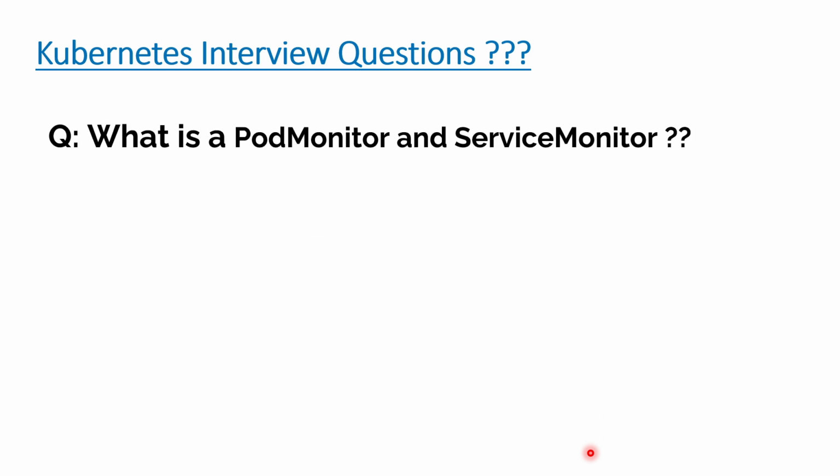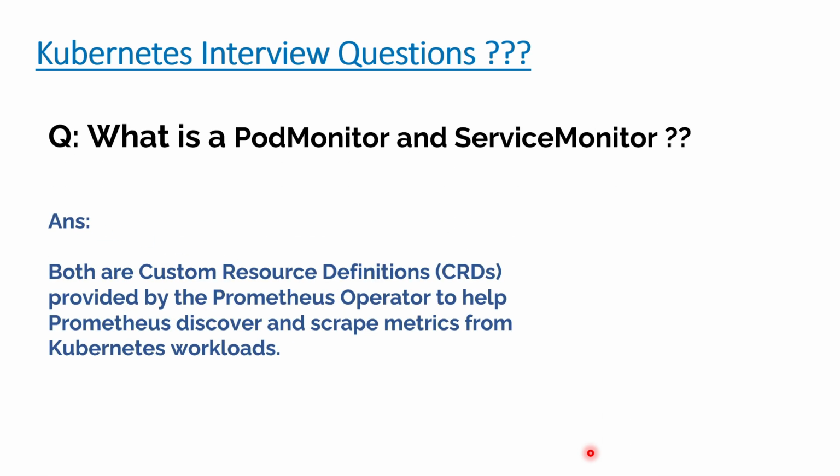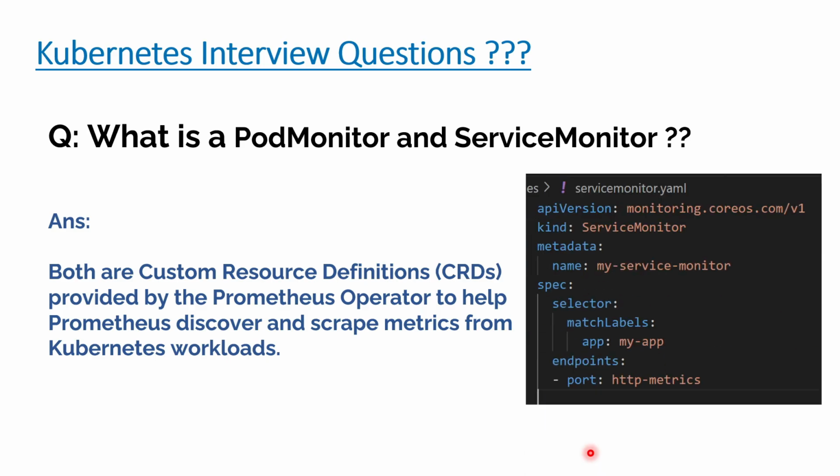Next question. What is pod monitor, service monitor? Pod monitor and service monitors are the Kubernetes custom resource definitions defined by the Prometheus operator, and they help to monitor a particular service in the case of service monitor, and a particular pod in the case of pod monitor. Now you see the snippet. Define the service monitor. I'm saying please monitor my service which has a label called app my app, and it will take the endpoint of HTTP metrics from that service and take the metrics data basically. So it's a CRD developed by the Prometheus community.